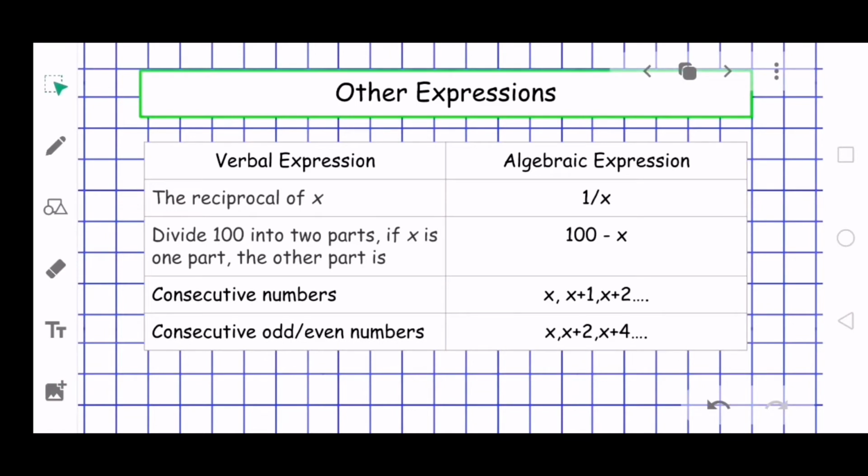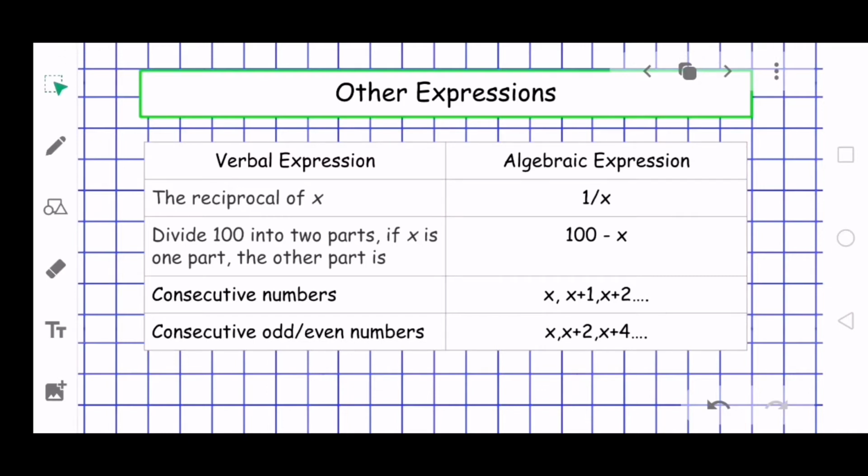Now, a different thing will be done if you're encountering consecutive odd or even numbers. Let's say, for example, your first even or odd number is represented as x, then the following even or odd numbers will be represented as x plus 2, x plus 4, x plus 6, and so on and so forth. Okay, so that's it. I guess we are well equipped now to answer our sample problems.